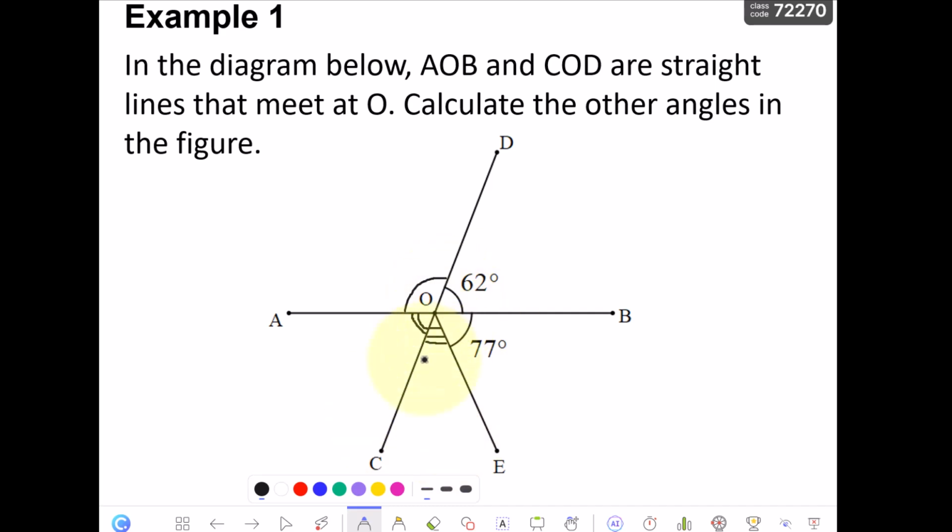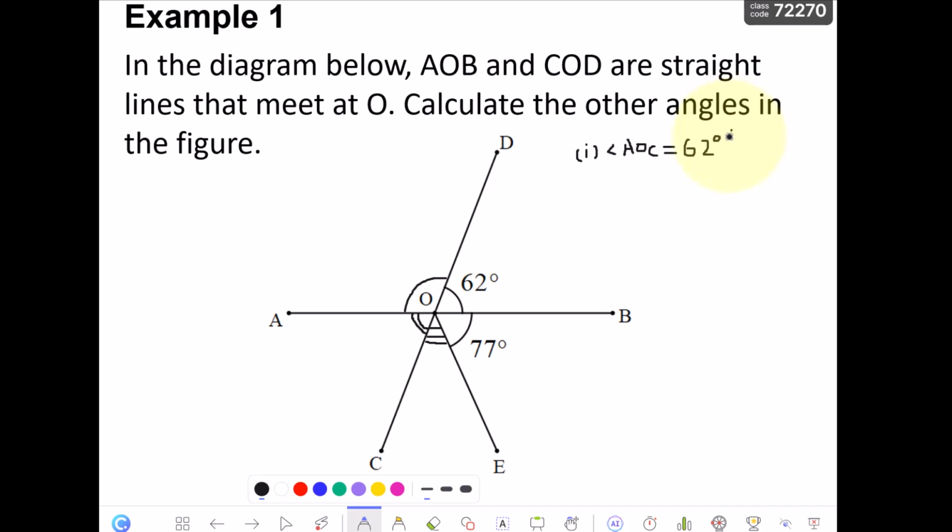Remember, the first one will be easy for us because it's facing 62 directly. Remember, they say COD and AOB are straight lines. So the first one I will do, which will be the quickest for me, is AOC. Angle AOC is facing 62, so angle AOC will be equal to 62. So we don't need to calculate anything.